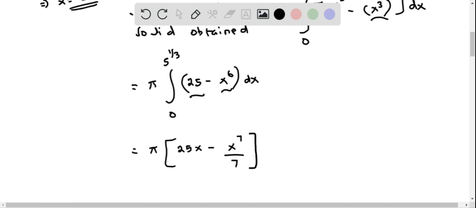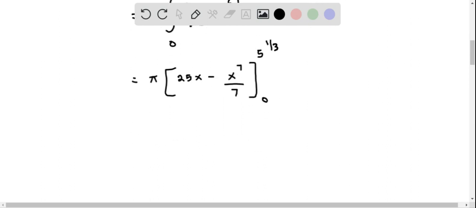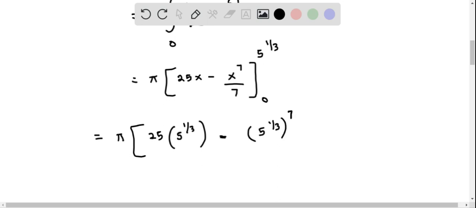And then this must be evaluated between 0 and 5 power 1 by 3. So first we apply the upper limit. So this equals pi times of 25, replace x by 5 power 1 by 3. So this is 5 power 1 by 3, minus, now replace x by 5 power 1 by 3, raised to the power of 7, divided by 7.